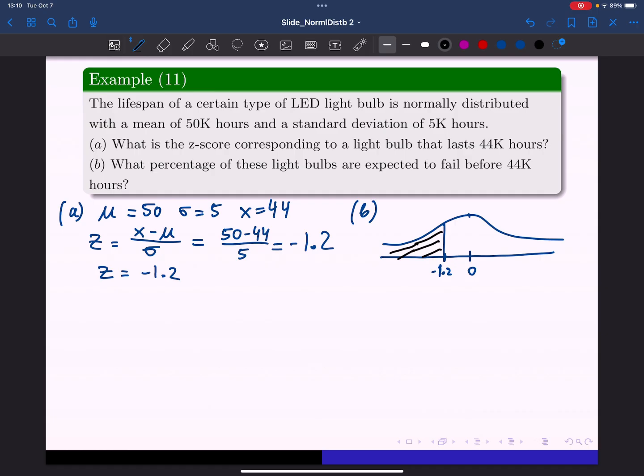Okay, so by symmetry from the normal distribution curve, we can find the area between 0 and this one. Actually, we can find this area, but by symmetry, we will find that area. So we can mark that this is the area we can find from the normal distribution table, and we need to look at 1.2.